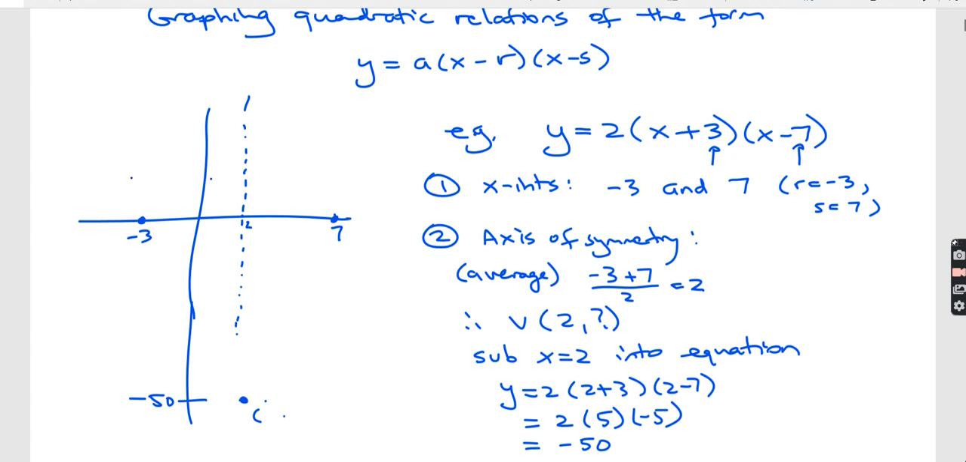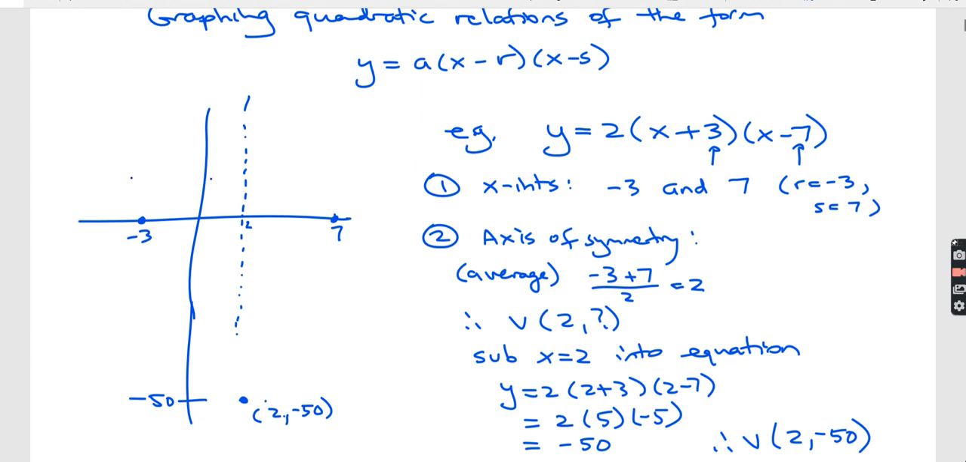So I now have 3 points, which is really nice. Now a true sketch, so I'm going to write over here, therefore the vertex is 2, negative 50. A true sketch should really have 5 points. So how can I get more points?